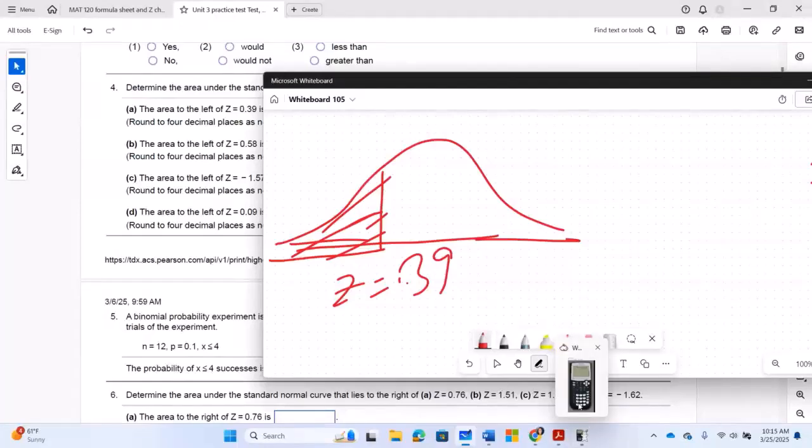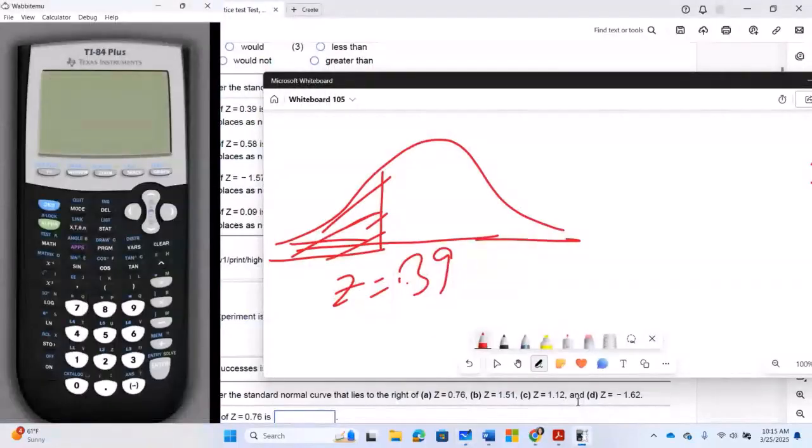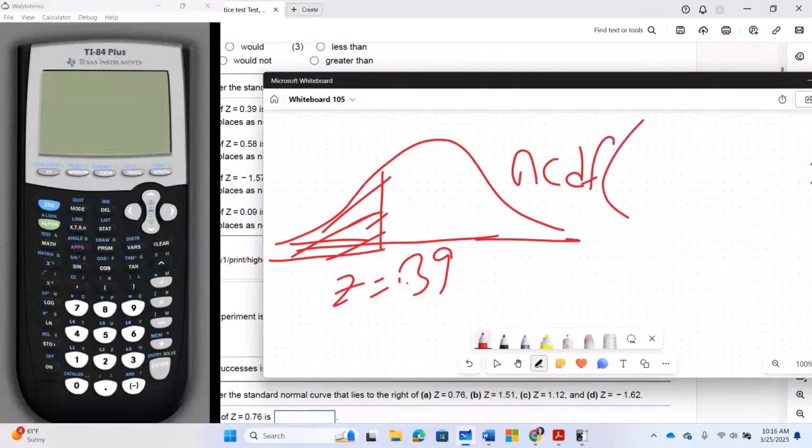So this is Z. I want you to know that I'm given Z. Since I'm given Z, I am looking for the area inside the normal curve. So how do I find that? The normal CDF, the normal cumulative density function. The left-hand side is negative infinity, so negative 1e to power 99. What am I looking for? I am looking for the area, the shaded area.